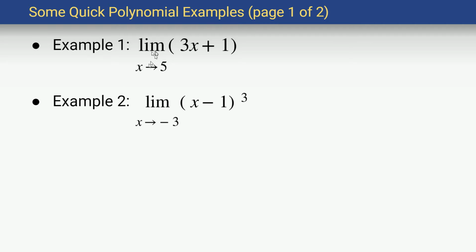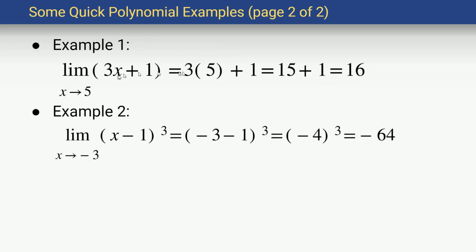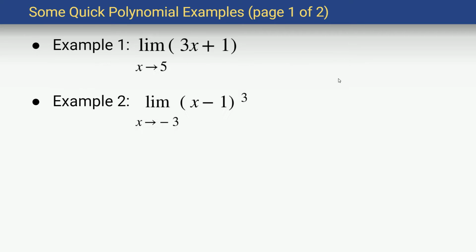So example 1, limit as x approaches 5 of 3x plus 1. What would you do? Well, you would just plug in the 5, right? So you plug in the 5, 3 times 5 is 15, 15 plus 1 is 16. And if we look at the next page, it should say that this first one is 16. Yep, there it is. The answer is 16.